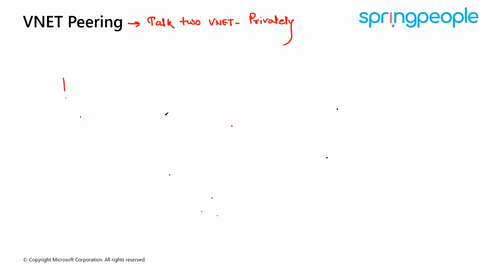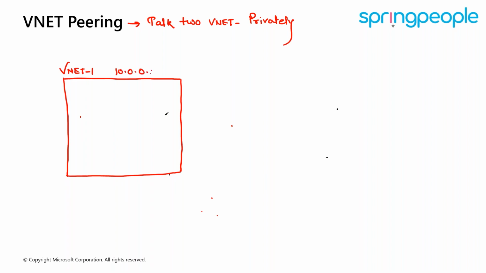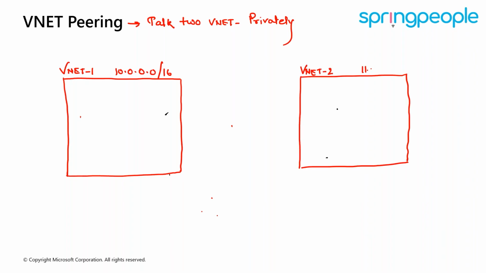What I did, I created one VNet 1 and gave it a CIDR 10.0.0.0/16, and I also created VNet 2 and gave it a CIDR 11.0.0.0/16. Why different CIDR? Because peering cannot be done if they have the same CIDR. After this, I created one private subnet here. I named it VNet 1 private subnet and gave it a CIDR 10.0, because 10.0 can never change.